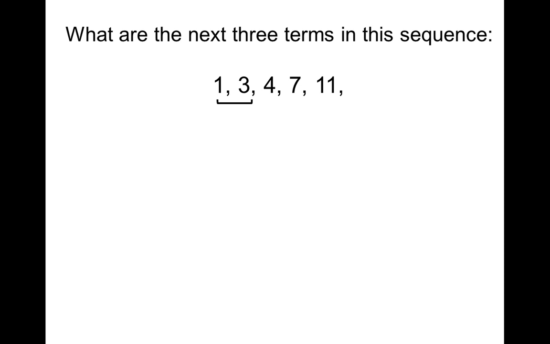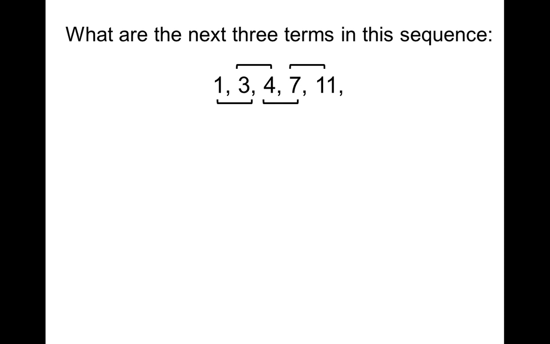If you take a look at the first 2 terms, 1 and 3, if you add 1 and 3 together, you get 4, which is the next number after 1 and 3. And then if you look at 3 and 4 and add them together, 3 plus 4 is 7, which is the next number after the 3 and the 4. If you look at the 4 and the 7, well, 4 plus 7 is 11, which is the next number after the 4 and the 7.